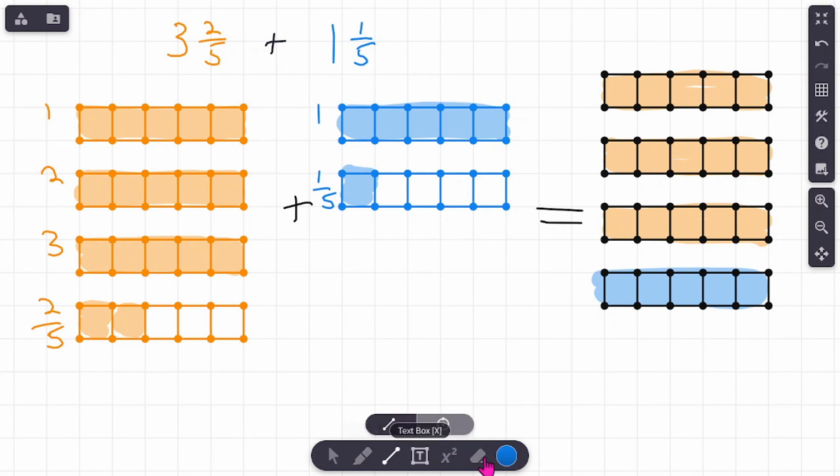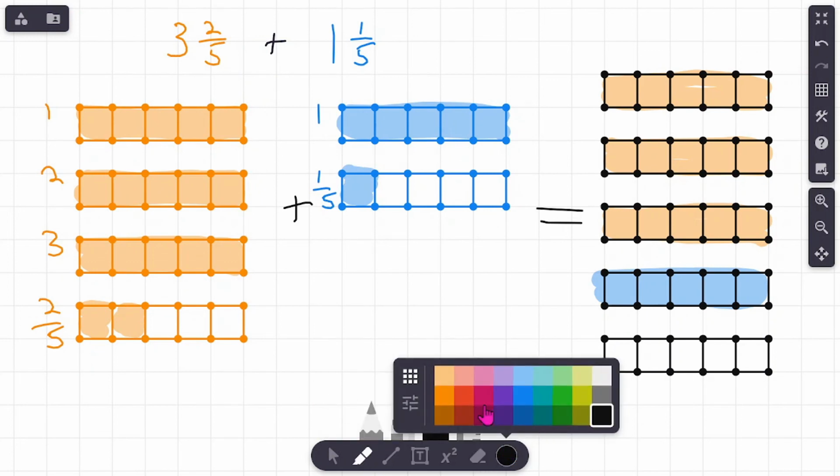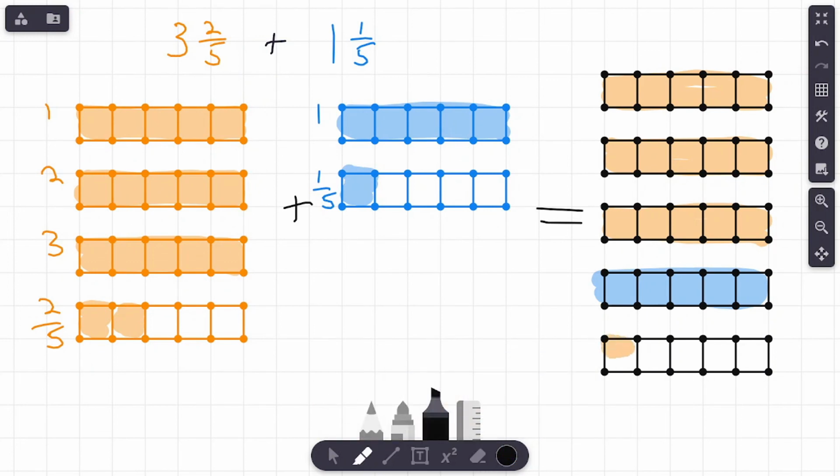What do we have left? We have our fractions. So let's add up our fractions. Let's start with the orange. The orange fraction is 2/5. So let's shade in 2/5. There's 1/5 and there is 2/5. Okay, what's next? What else do we need to represent? We need to represent 1/5. So there is 1/5.